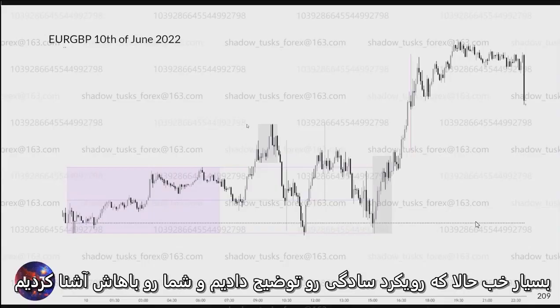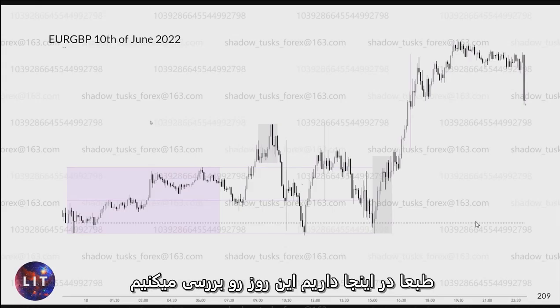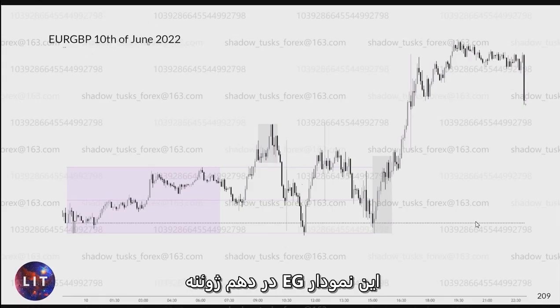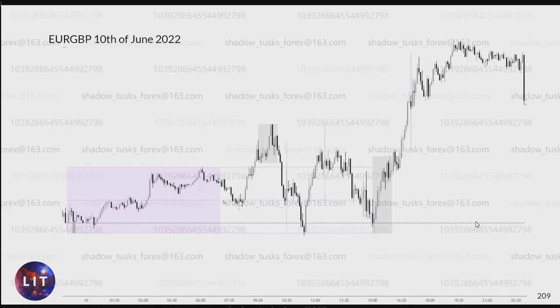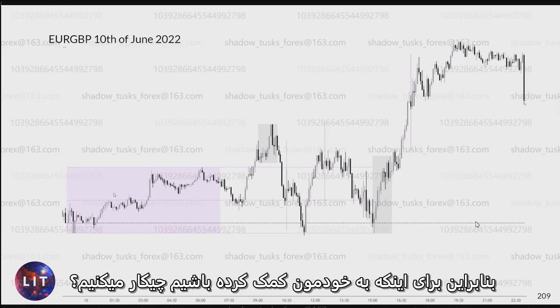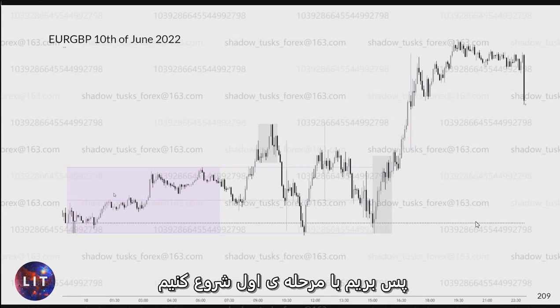All right, so now that we've gone over the simplicity approach and introduced you guys to it, we may as well hop right into some examples. So obviously, when we're looking at this day here, this is EG on the 10th of June. It can look a little bit daunting just looking at the day as a whole. So what do we have to sort of help ourselves? Well, we've got the simplicity approach. So let's start with the first step.